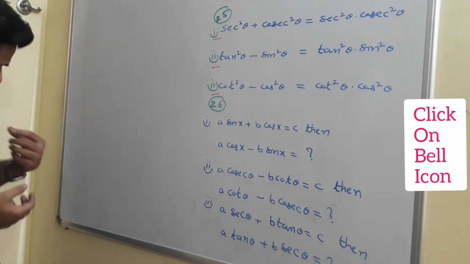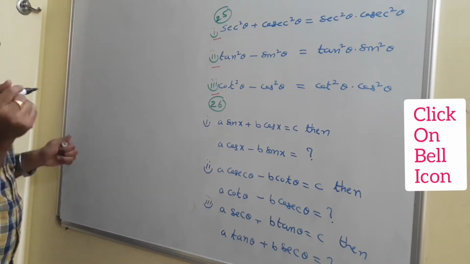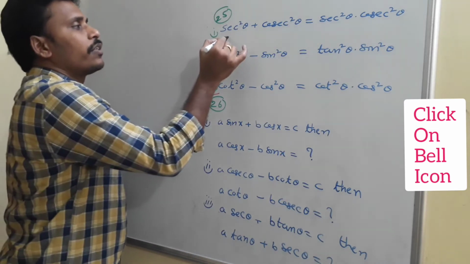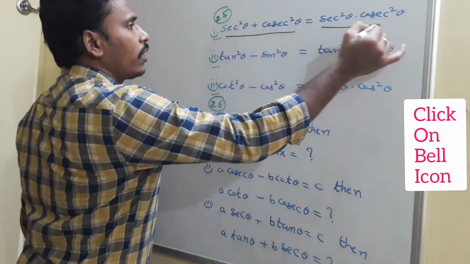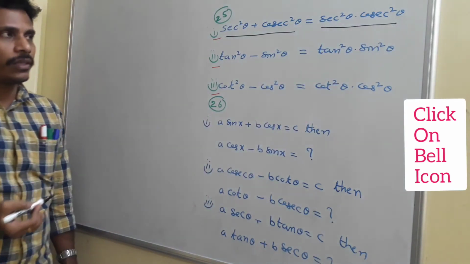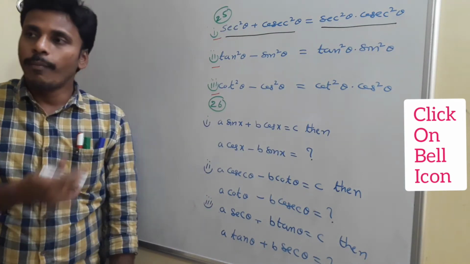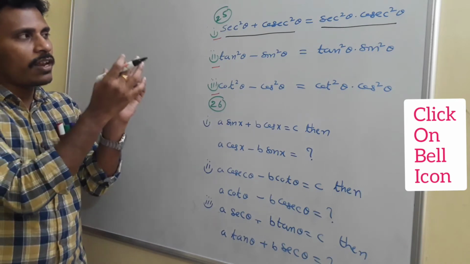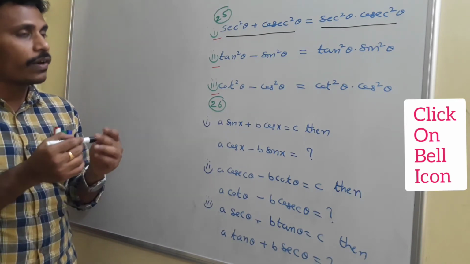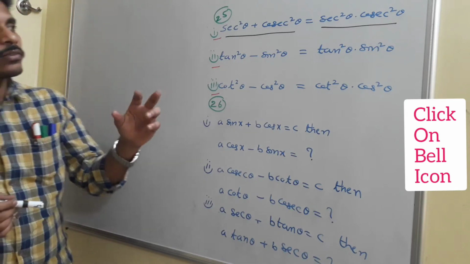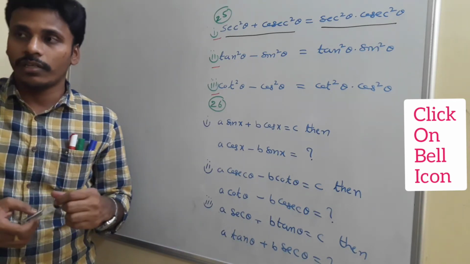The first one, 25, is where we need to prove that secant square theta plus cosecant square theta is equal to secant square theta into cosecant square theta. Pay your attention. Observe the left hand side as well as the right hand side. They look somewhat tricky because the terms are secant square theta and cosecant square theta only.